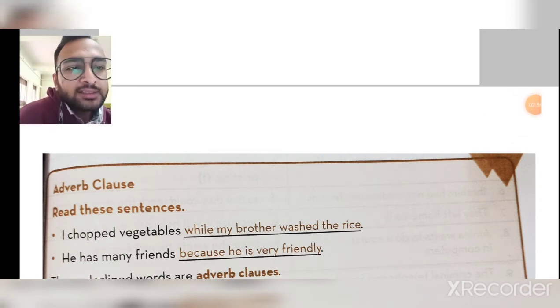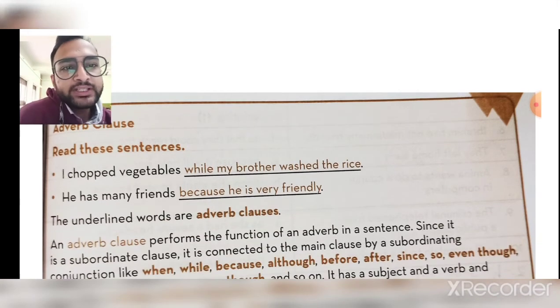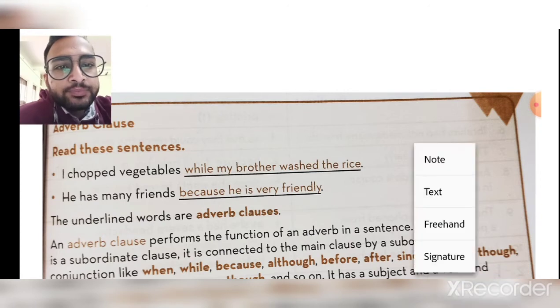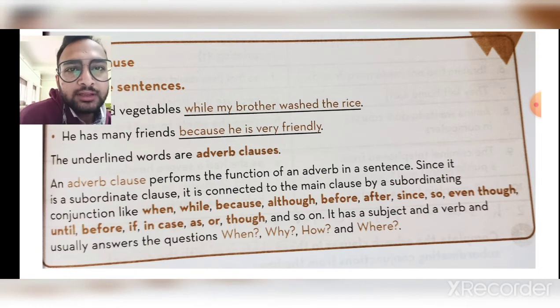Let's move to the next section of the chapter, that is adverb clauses. For example: I chopped vegetables while my brother washed the rice. He has many friends because he is very friendly. The underlined words are adverb clauses. So here we will see how adverb clauses can be identified. The adverb clauses perform the function of an adverb in a sentence.